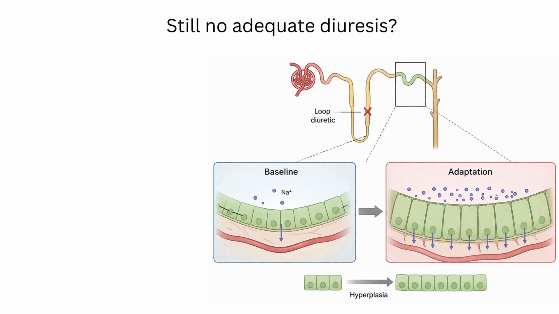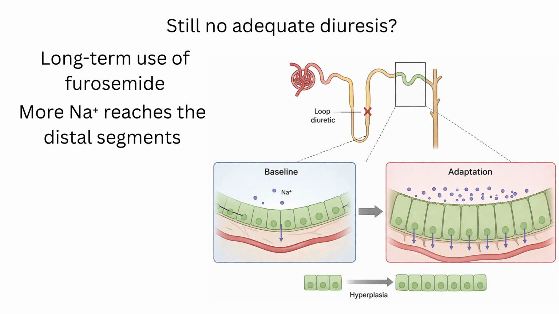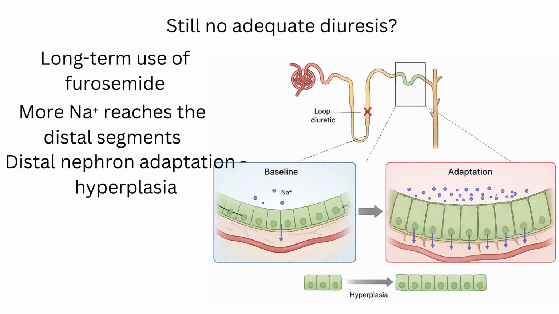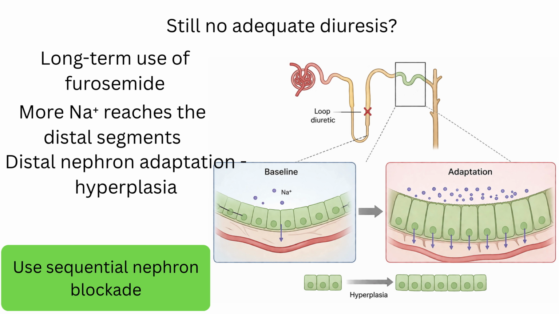What if we're still not achieving adequate diuresis? What should we do? If the patient has been taking furosemide for a long time, the response to furosemide may have decreased. As you know, loop diuretics block sodium reabsorption in the thick ascending limb of the loop of Henle. As a result, more sodium reaches the downstream segments of the nephron. Over time, these segments adapt by increasing their capacity to reabsorb sodium. As more sodium is reabsorbed, the diuretic response gradually decreases. In this situation, we can use sequential nephron blockade.